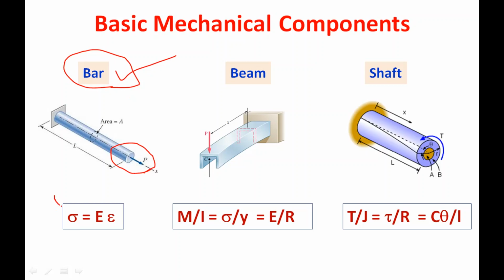We can use Hooke's law to design this particular member which is subjected to axial load. So stress is proportional to strain, that is, stress is equal to Young's modulus multiplied by strain. By using this Hooke's law, we can easily design this type of member which is subjected to axial load.